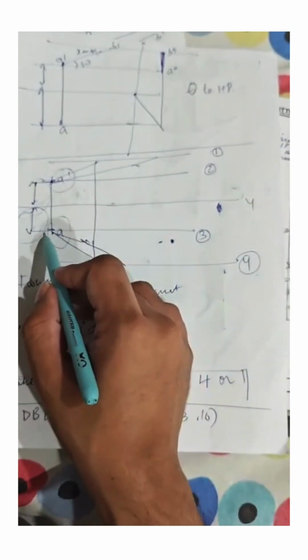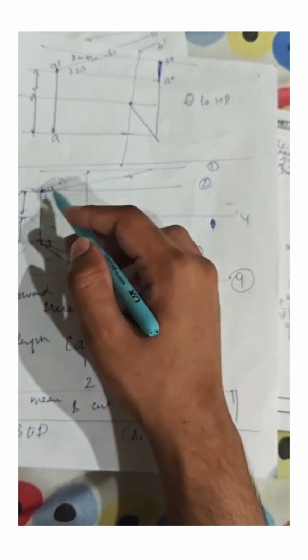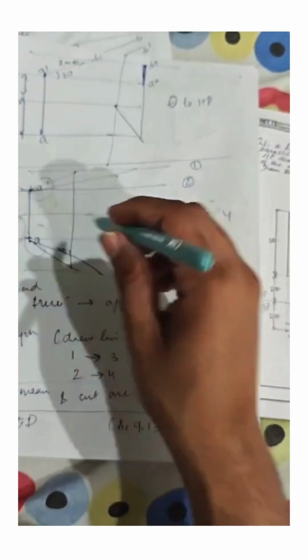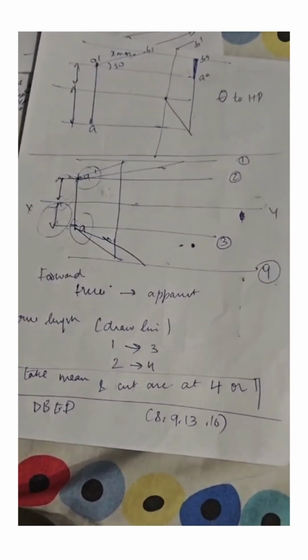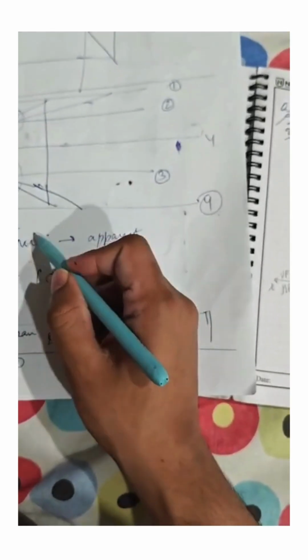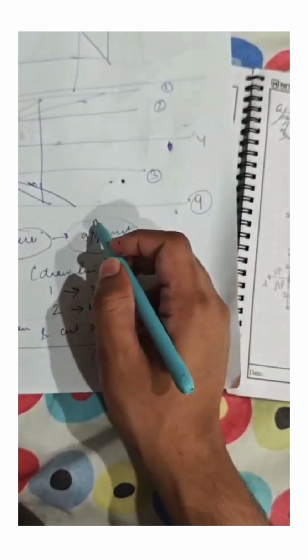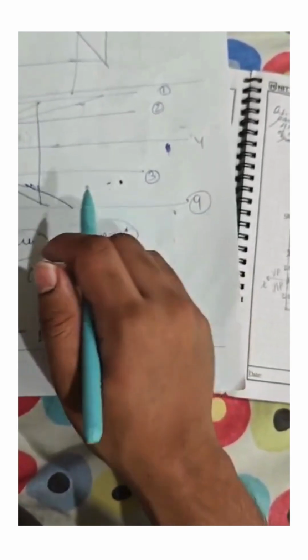I draw one locus here, I draw one locus here. That's my XY line, by the way. Now, after I've drawn that, the first kind of questions are all the forward projections. Now, what are forward projections? Forward projections is when they've given us the true length, and we have to find the apparent length. Now, how do you do this?